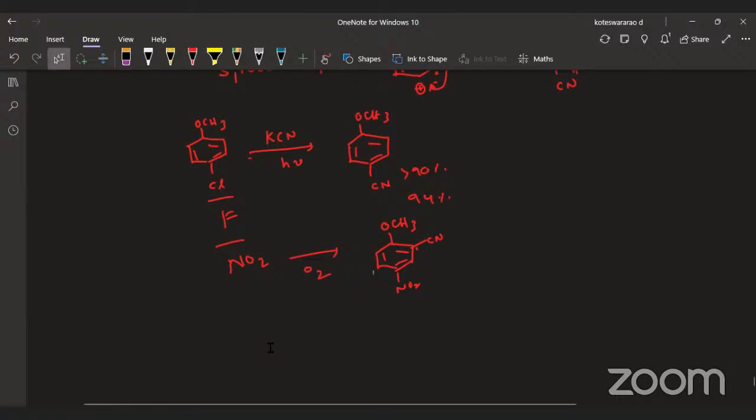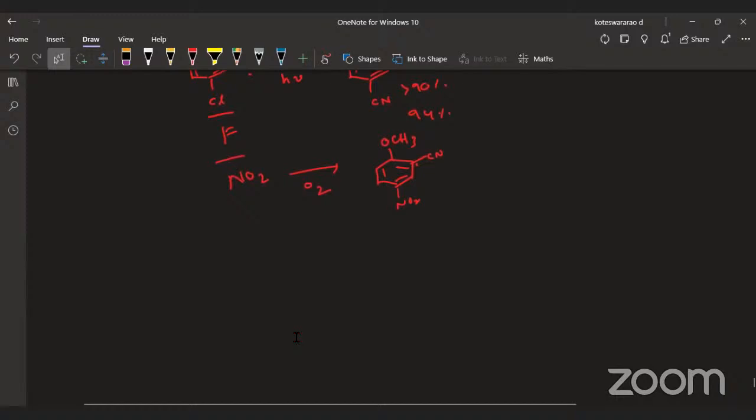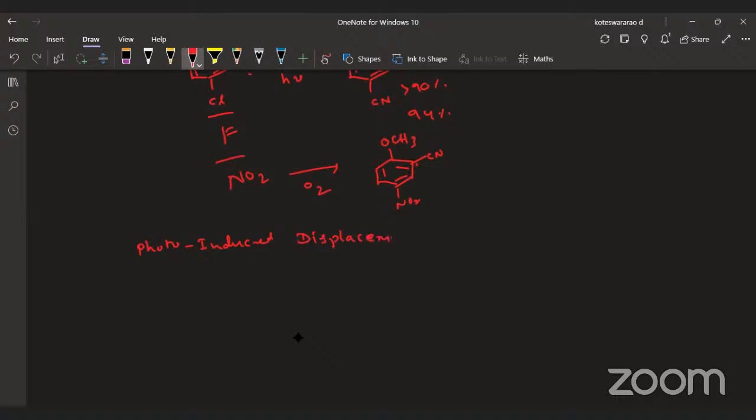Next, the last kind of substitution reaction: photo-induced displacement of halogens by inert ions.